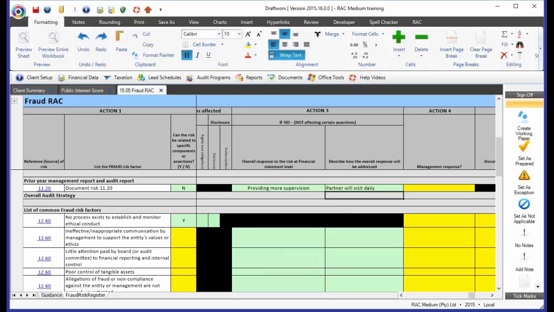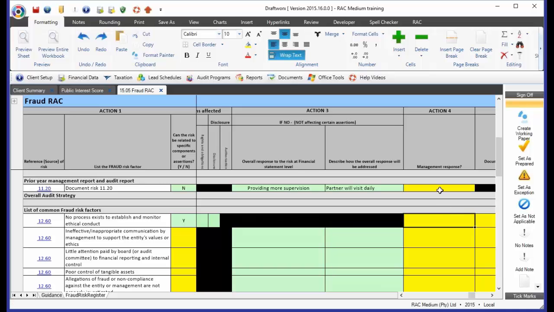Managers will actually spend the entire day at the client, whatever the case might be. So this is a practical implementation of what we're doing here. Okay, so we make a selection and we give a practical outworking. This is how we're actually going to go and do it. We don't need to do this response where we have assigned specific components and assertions because we're going to go and do more procedures. So there's not a problem there.